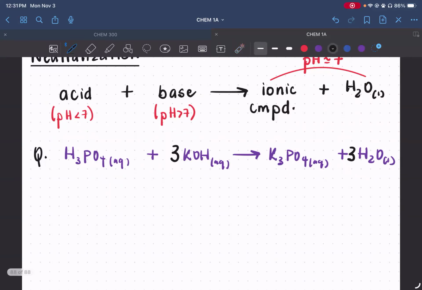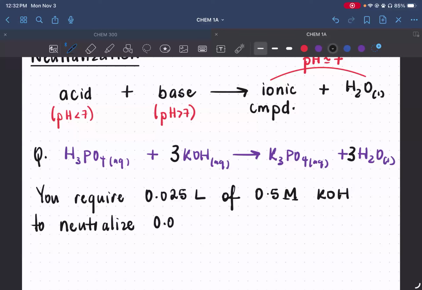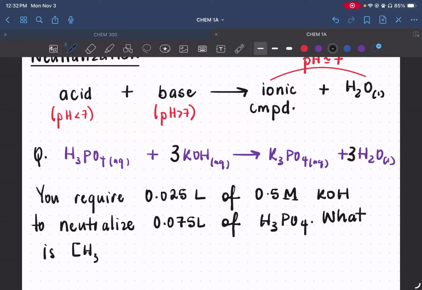The question is as follows. You require 0.025 liters of 0.5 molar KOH to neutralize 0.075 liters of H3PO4. What is the concentration of H3PO4?